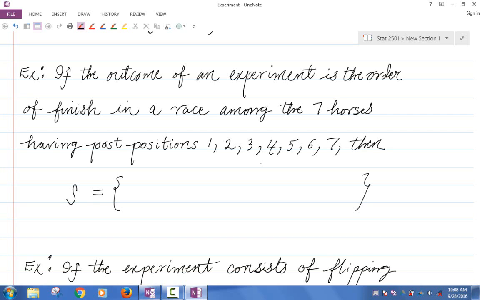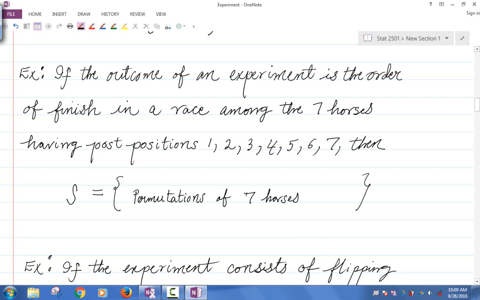It's the order of finish of the horses, right? So what is that? What's the order of finish of the horses? Is that a permutation of the 7 horses? So the sample space here would be all possible ordering of the 7 horses at the finish line, right? So that means the sample space would be permutations of 7 horses.